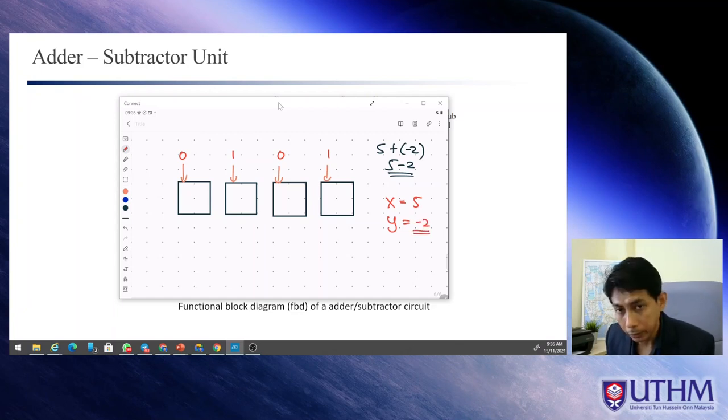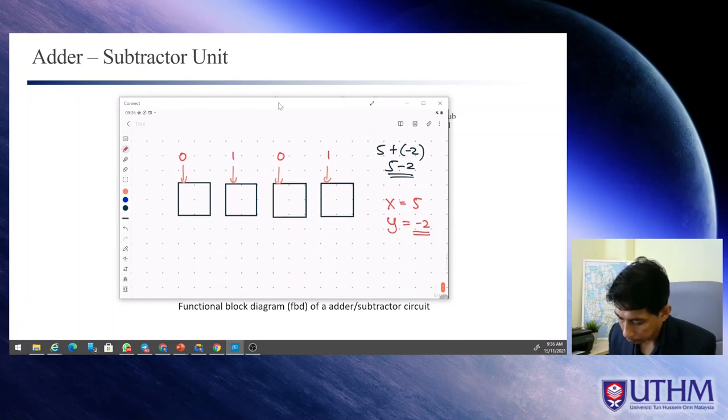Now how do we get minus 2 in hardware? First, what we need to do is the complement to get the first complement number, right? So how to complement? Complement the input here. Very easy. We use a NOT gate. We can have the NOT gate to complement Y so that we get the minus 2, right?